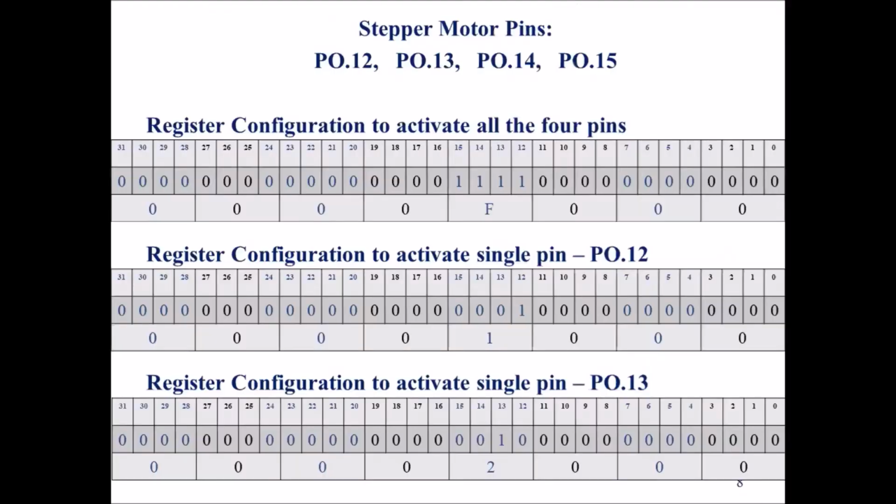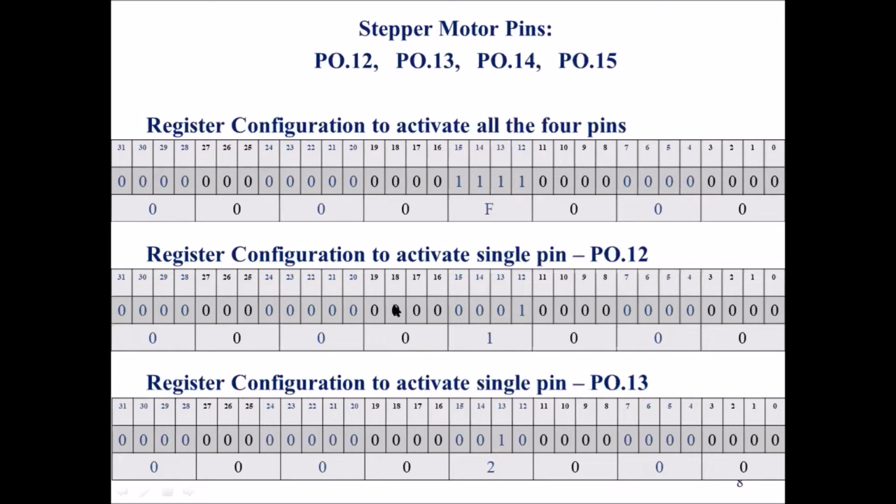Then we shall see the register configuration of all the 4 pins which we are using in our stepper motor. Obviously we will be using this register configuration in our program also. As I told, there are 4 pins used in the stepper motor, all associated with the 4 coils in the stepper motor. Here coil A is associated with port 0.12 pin, coil B with port 0.13 pin, coil C with port 0.14 pin, and coil D with port 0.15 pin.